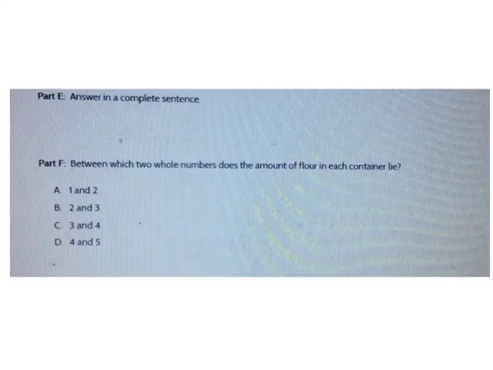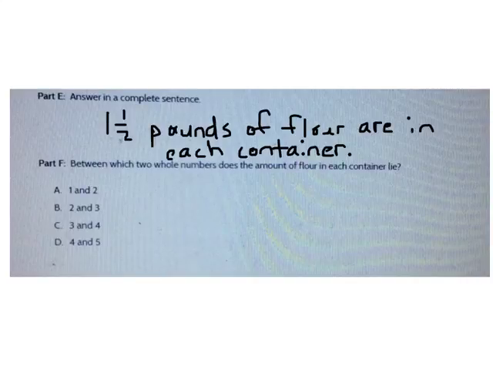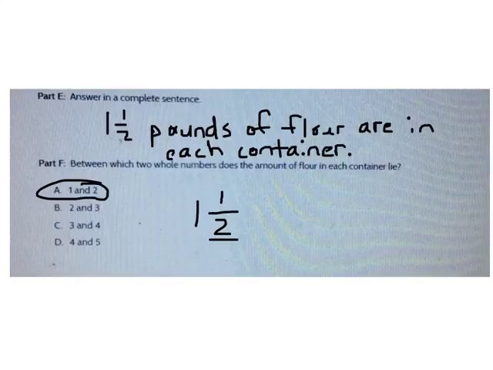Now let's answer in a complete sentence. 1 1/2 pounds are in each container. You might see a question on the LEAP that asks, between which 2 whole numbers does the amount of flour in each container lie? Well, if I have 1 1/2, that's 1 plus a little bit more, but it's less than 2 wholes. The correct answer here is A, between 1 and 2. 1 1/2 is more than 1, but less than 2.